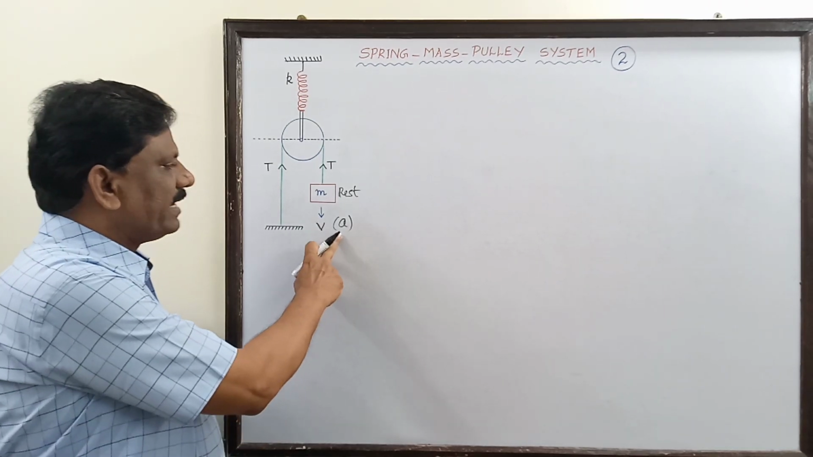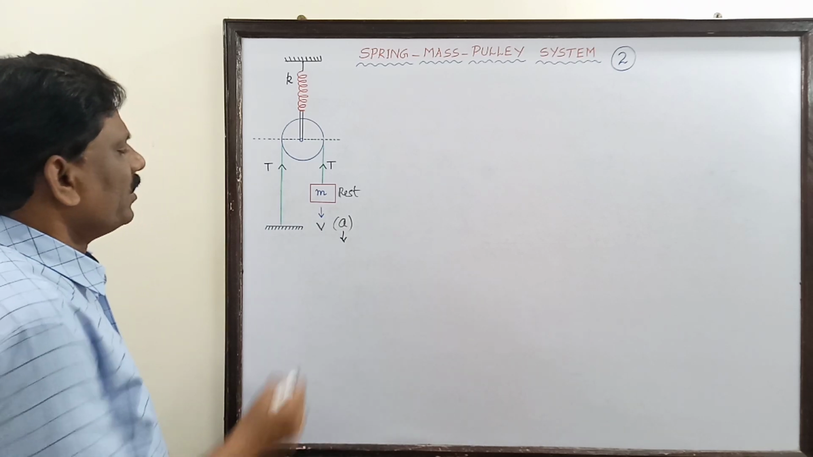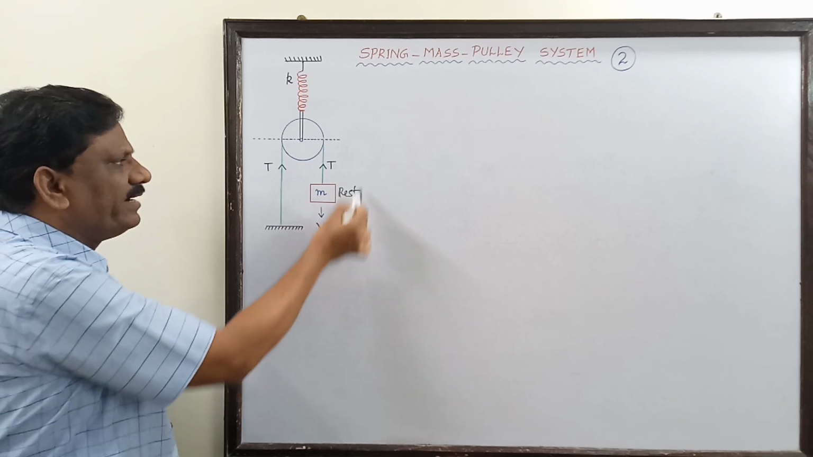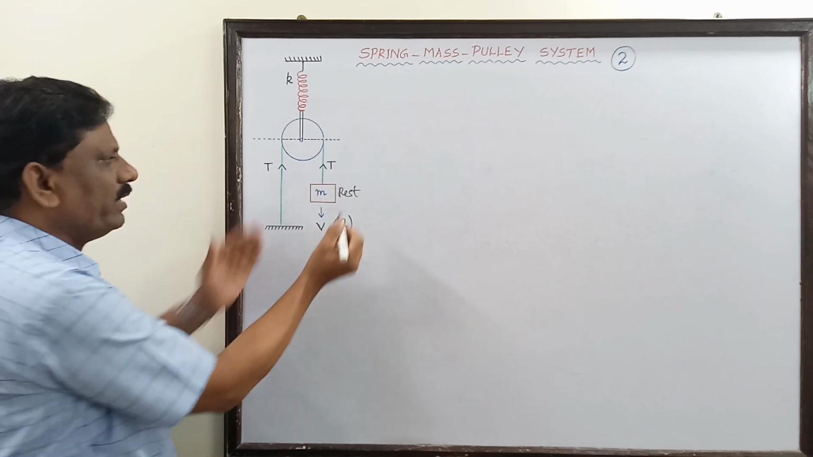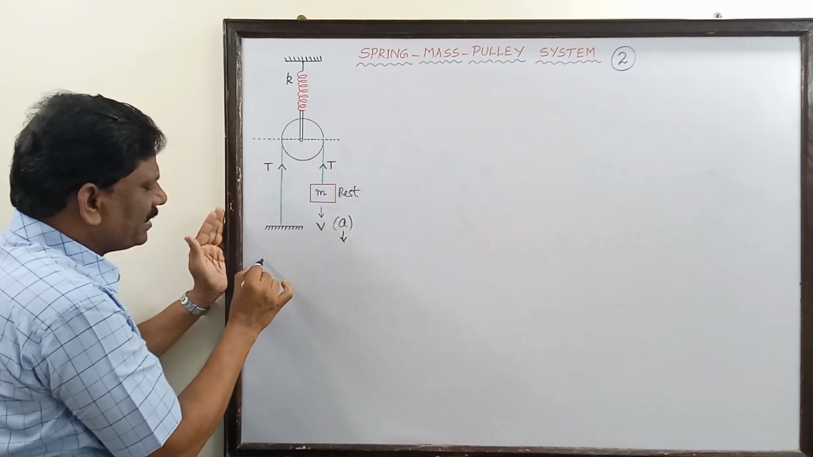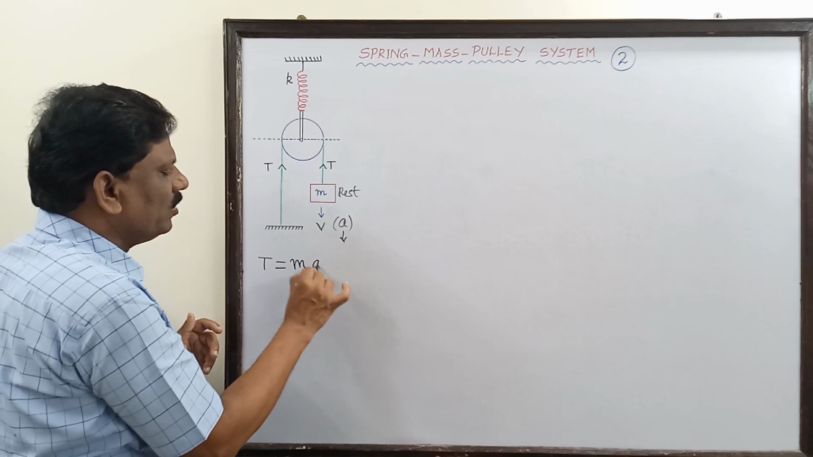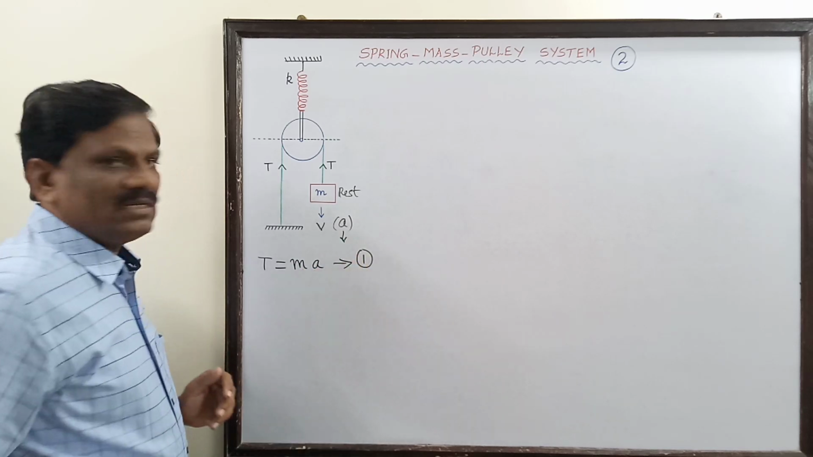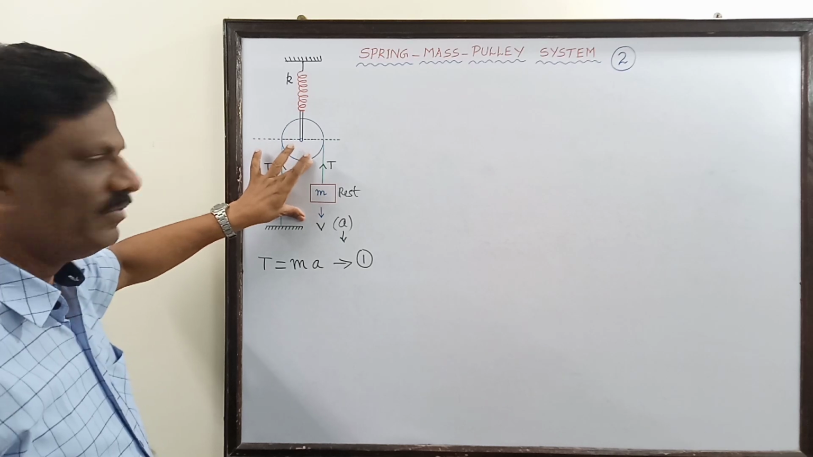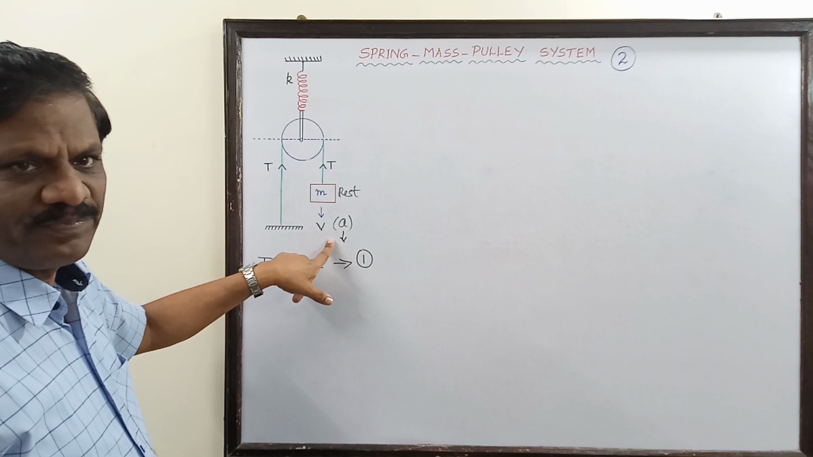So now this acceleration is in the downward direction. I want to get an expression relating the tension on the right side of the string and the acceleration. So only this portion of the string I will consider. So the tension T must be equal to this mass M into acceleration A. I have considered only the right arm of the string where the mass is supported. The tension is equal to M into A.